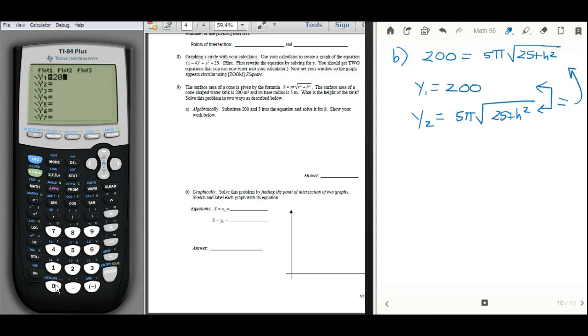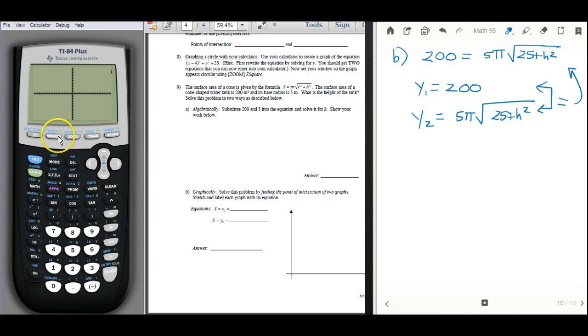Let's enter y equals 200 and then y equals 5 pi. The pi button is above your exponent key right here, above your little caret right here. 5 pi square root, you don't have to put a times if you don't want to, 25 plus, now we don't have to use the letter h, but we can use x, right? It's just asking for what the input is, right? Squared, okay? Now, notice y equals 200 is going to be way off of our screen, right? We're not going to see much when we do this, okay?